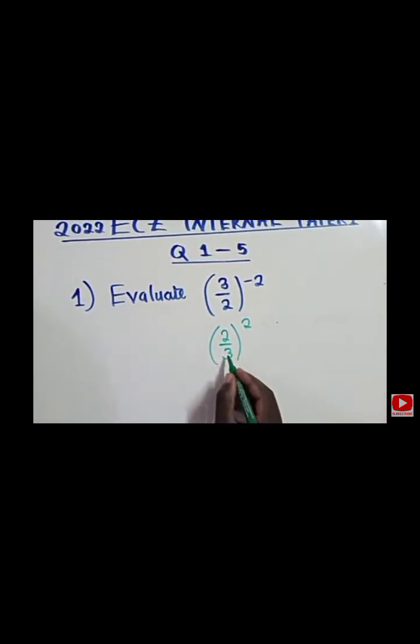The next thing here will just be to distribute this power. So you see the way it looks? We have 2 to the power 2 and 3 to the power 2, which will definitely give us 4/9. And this is our solution.